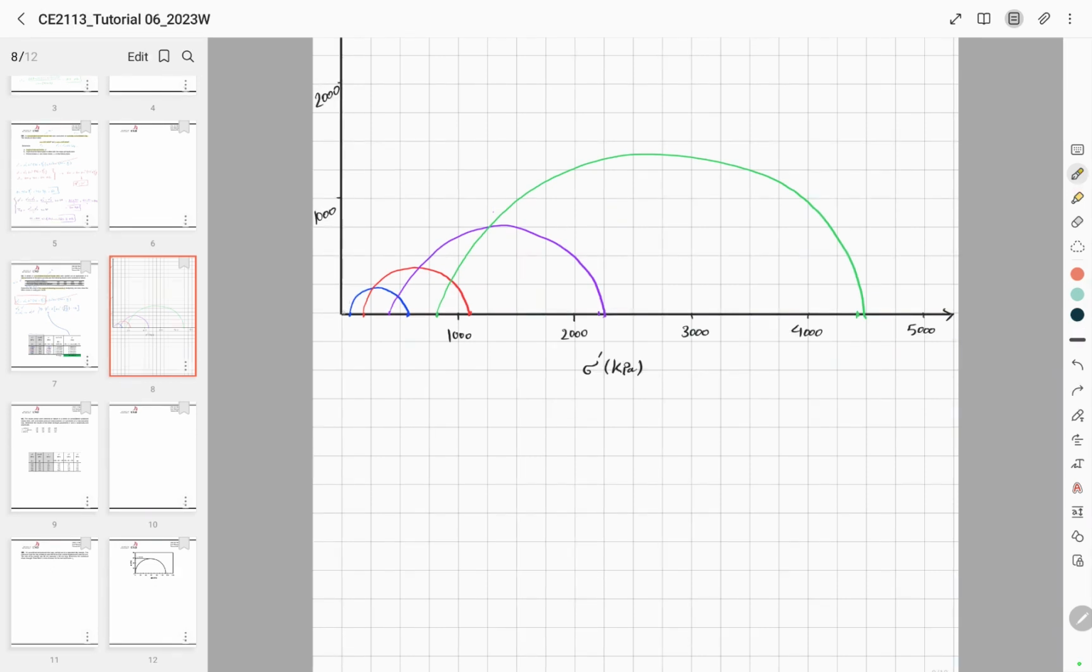If we draw a tangent line to all of them, this angle would be our phi prime, which is equal to 43.9 degrees.